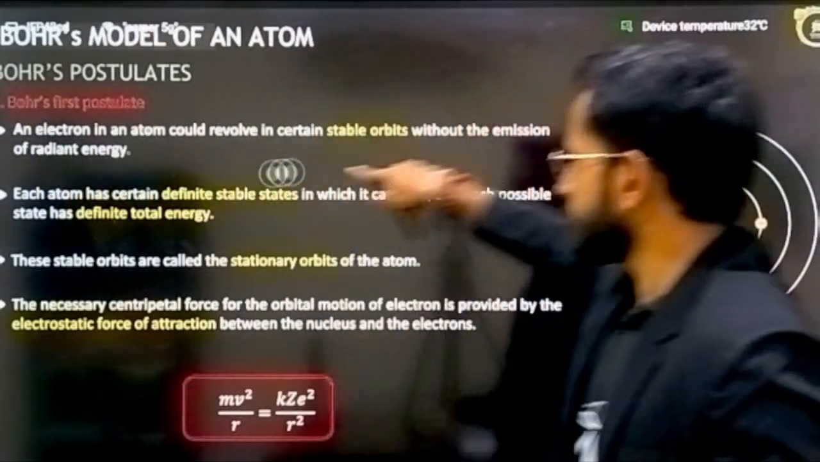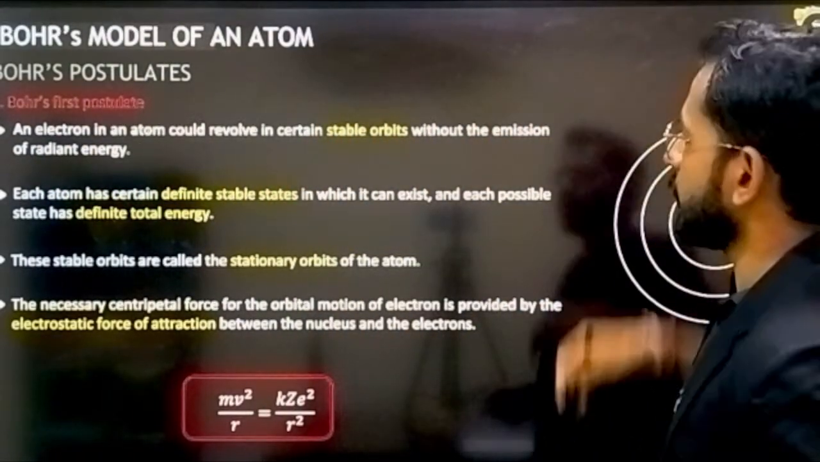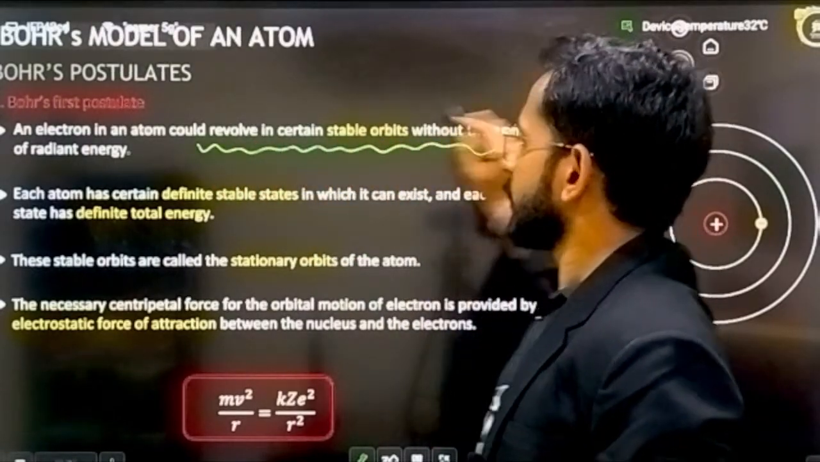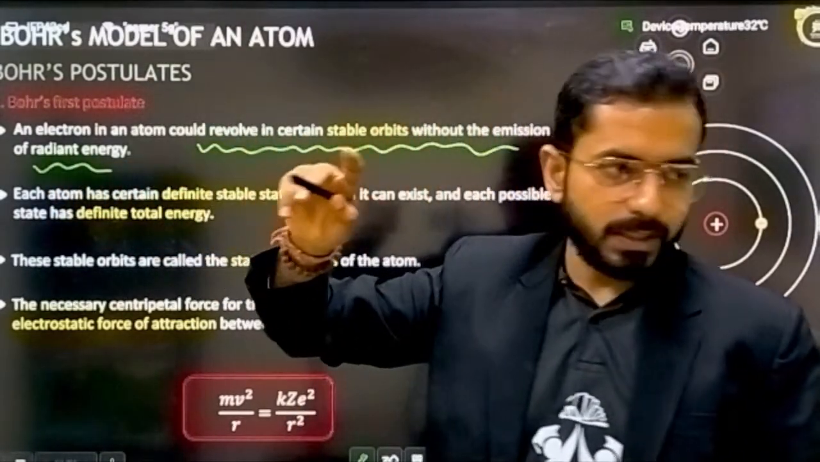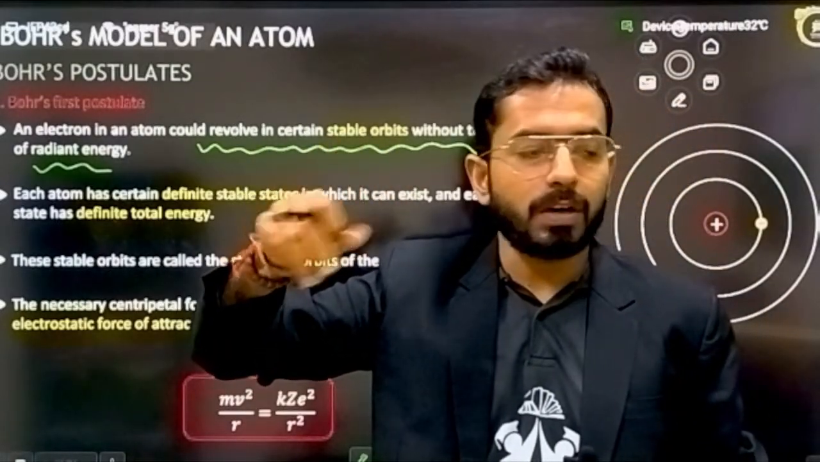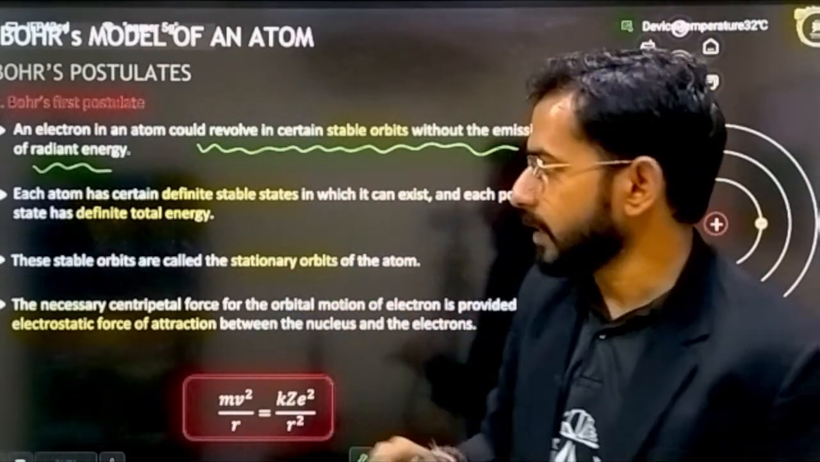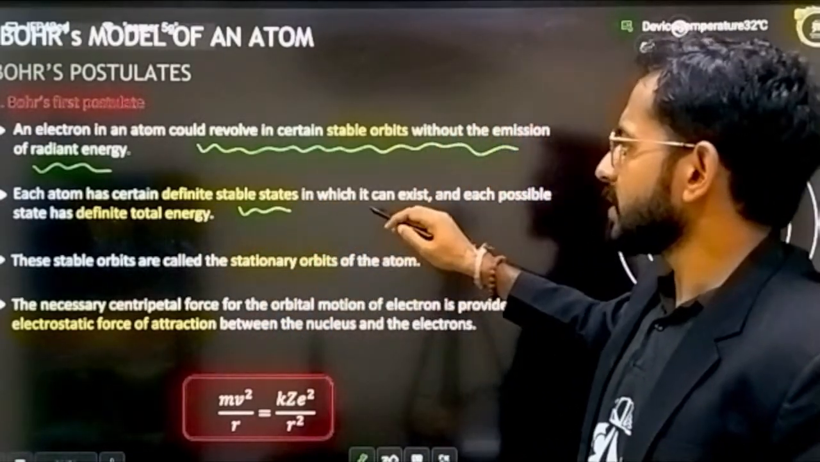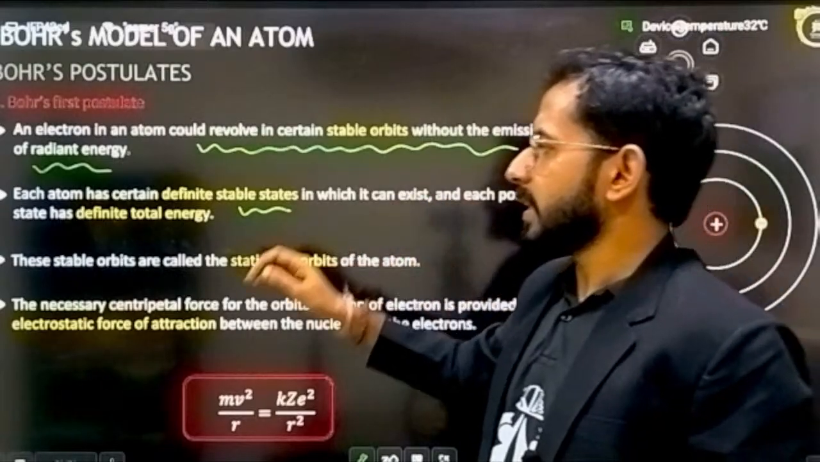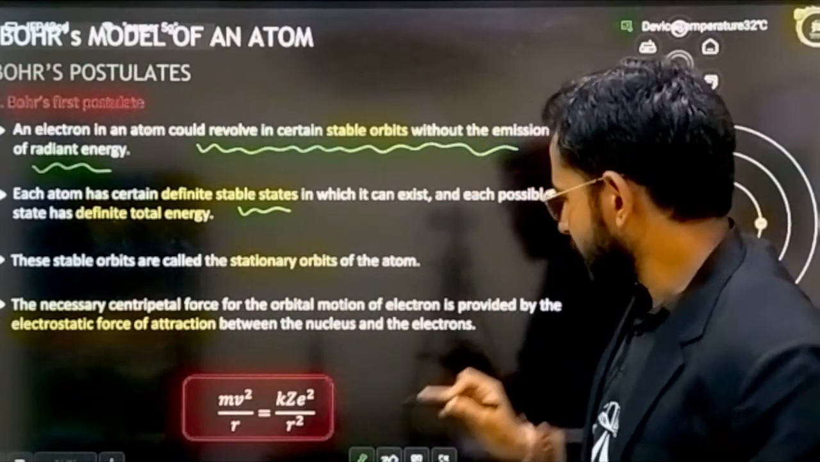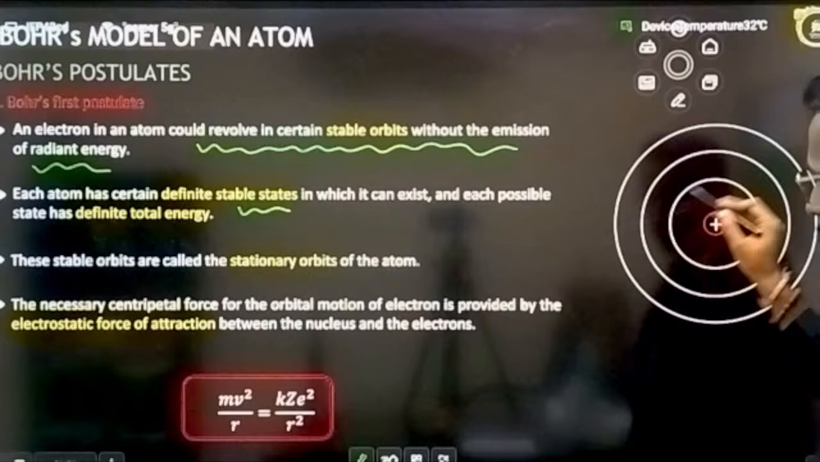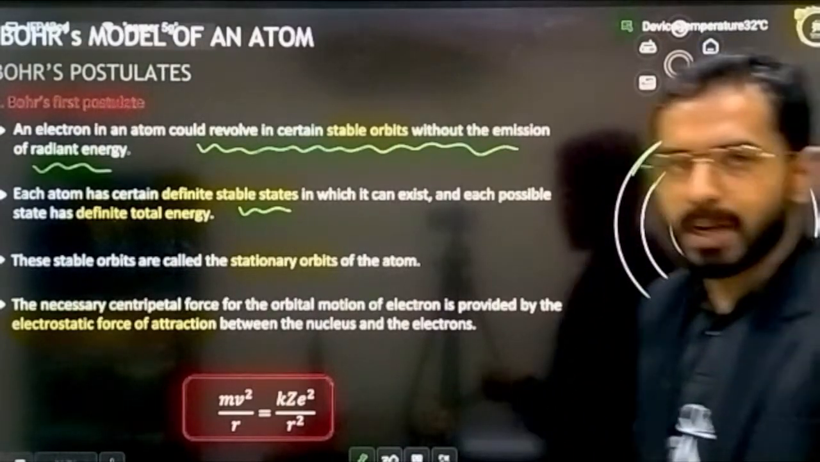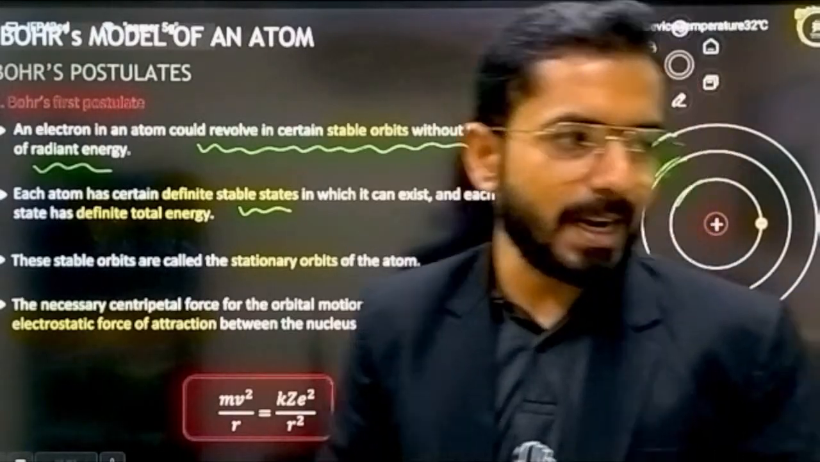See, Bohr's first postulate says an electron in an atom could revolve in a stable orbit without the emission of radiant energy. Exactly, that was the limitation: it is moving in some stationary or stable orbit and will not radiate any energy. Second, each atom has certain definite stable states in which it exists, and each possible state has definite total energy. State means orbit. All these orbits in which electrons are revolving have some fixed energy, not any random energy.